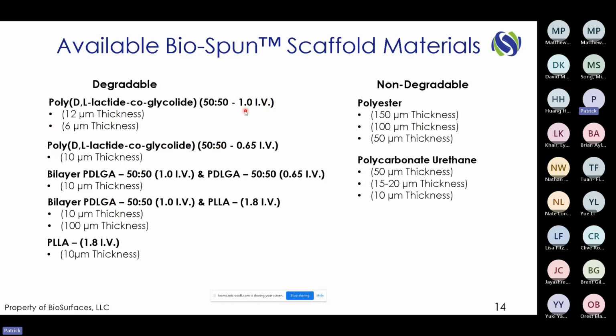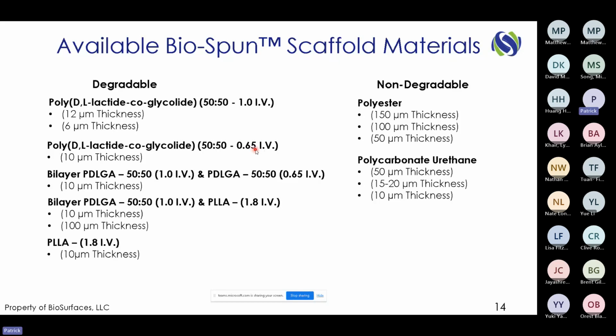So this particular blend has an intrinsic viscosity of 1, and this relates to basically the length of the polymers and will influence how quickly they degrade. We have another version that's the same material, 10 micron thickness, with a lower intrinsic viscosity. This one's going to degrade a bit faster.